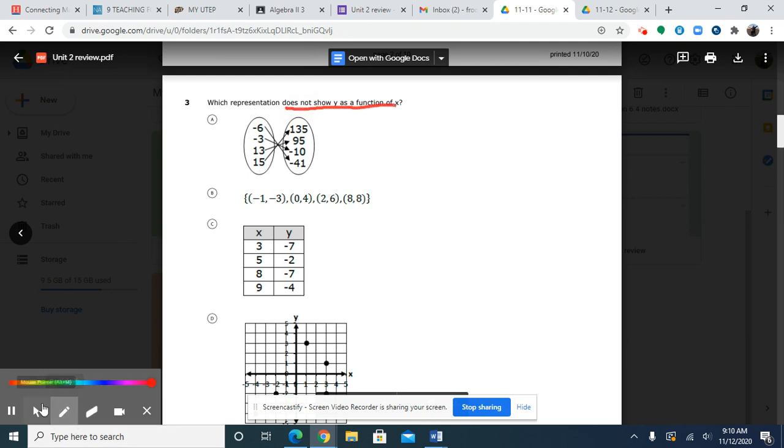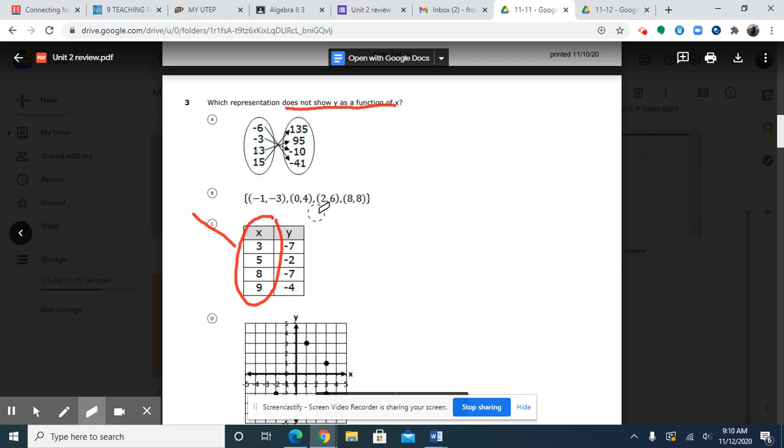Whenever you have all these other representations, you're going to focus on the x's. You need to focus on the x's. You're looking to make sure that none of the x's repeat twice. In this case, you can see that 3, 5, 8, and 9, none of them repeat. So that would be considered a function.